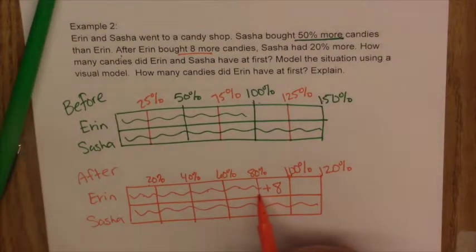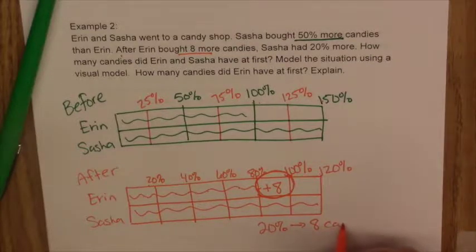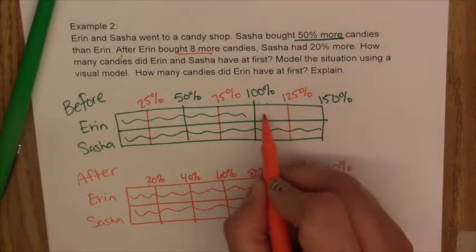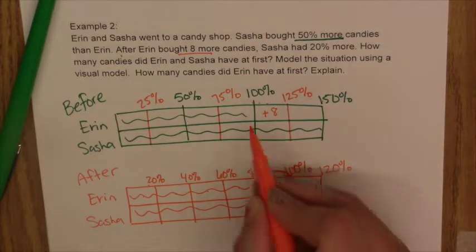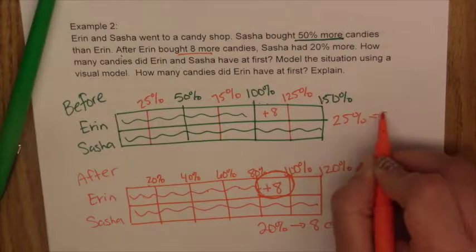Okay, so really we want to focus on these 8 candies that Aaron bought. This 8 candies is representing 20% on this line. So for this box, 20% is 8 candies. So whereas 20% represents 8 candies here, up here, one of these boxes, if we were to add plus 8, just like we did down here, in this picture, 25% represents 8 candies.